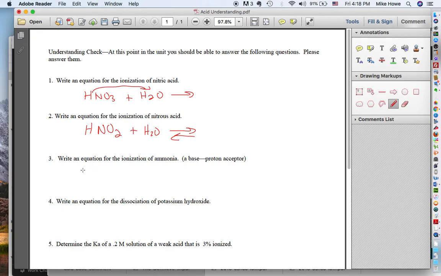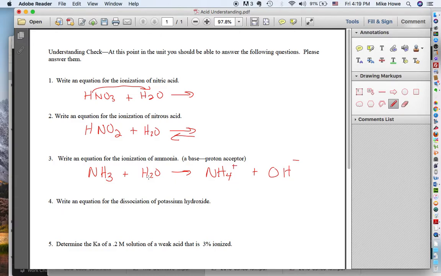Okay, this one I'll do completely for you. This is ammonia. Now some of you are going to get confused with ammonia and ammonium. Ammonium is NH4, and I'll show you that in a second. So we're going to react that with water. Now it says the base is a proton acceptor. Ammonia is a base. So if it's a proton acceptor, then instead of NH3, you're going to have NH4 formed. And then the water, of course, lost the proton, so it became a base.